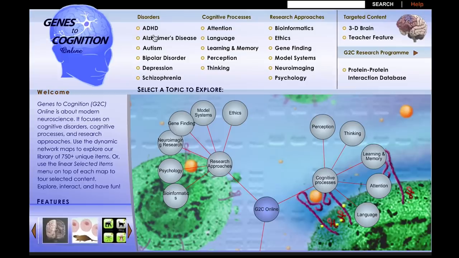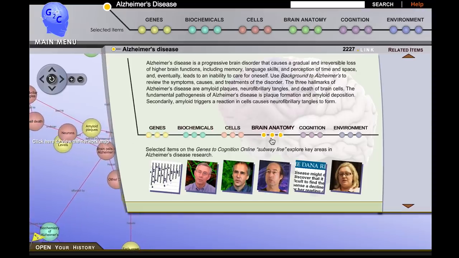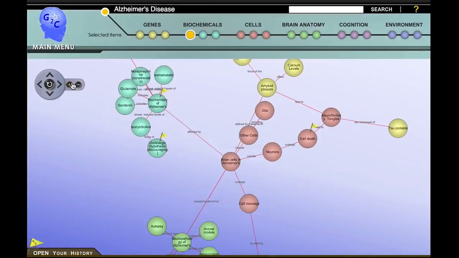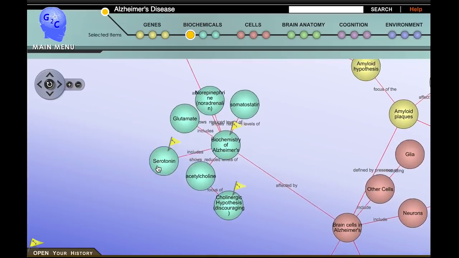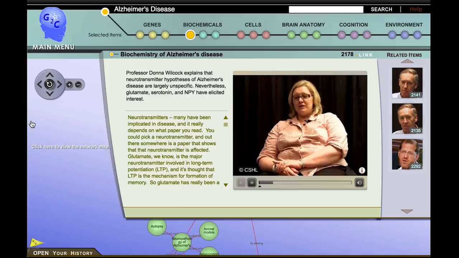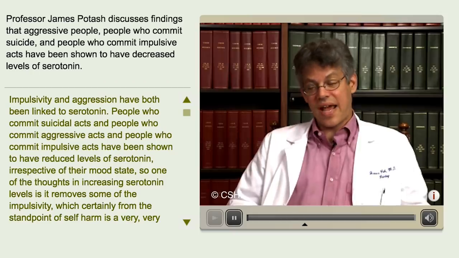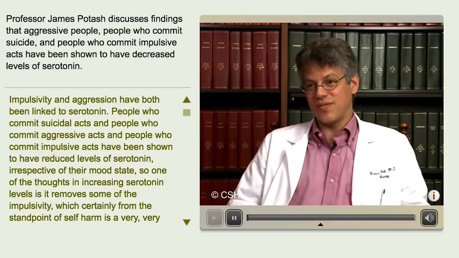If we select Alzheimer's disease, we can see all the different color-coded elements that can contribute to it. The biochemistry of this disease is thought to be one of the most important elements, yet the least understood, so let's take a look. There are videos and blurbs about it. This specific one explains that a lack of serotonin, a characteristic of Alzheimer's, contributes to acts of aggression and impulsivity. It is a neurodegenerative disease, meaning it's characterized by the degeneration and death of neurons.